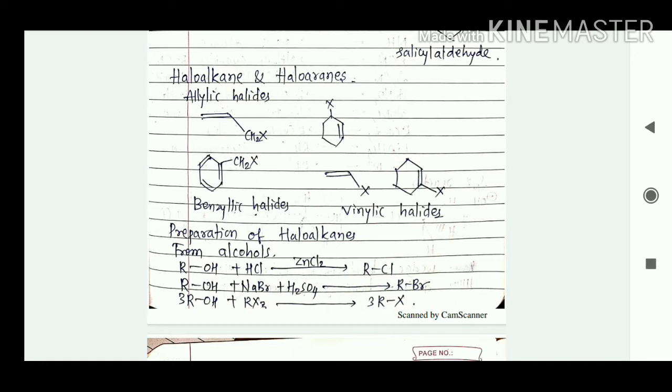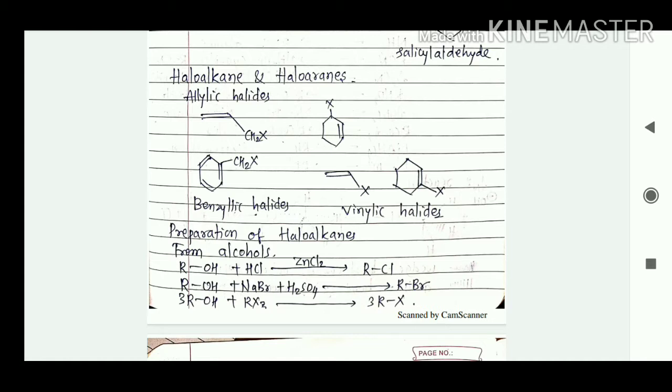Then we have benzylic halides. Here we have a toluene one, where the halogen is attached to the CH2 group of the benzene ring. Like that we have vinylic halides. A vinylic halide is nothing but a halogen on the carbon which is involved in the double bond. That is known as a vinylic halide.